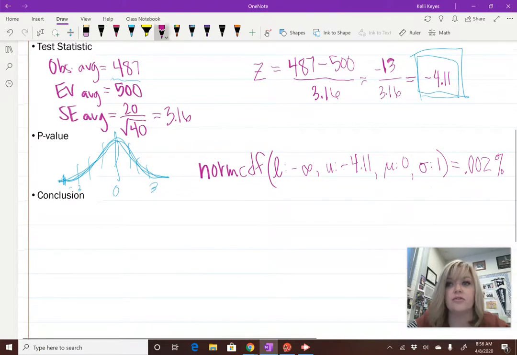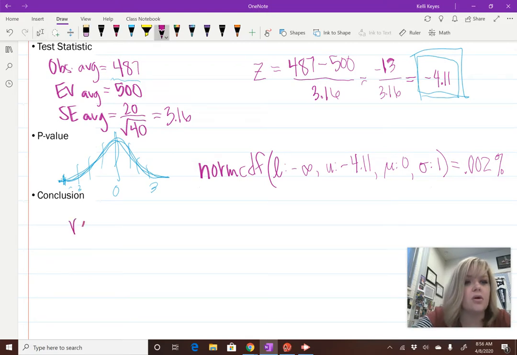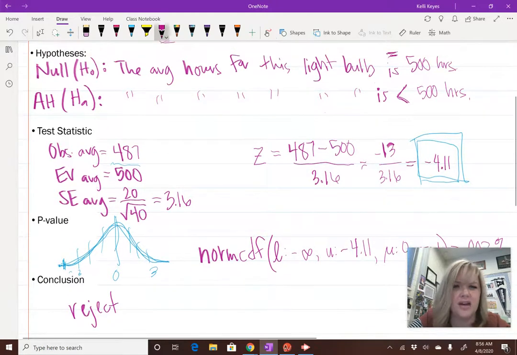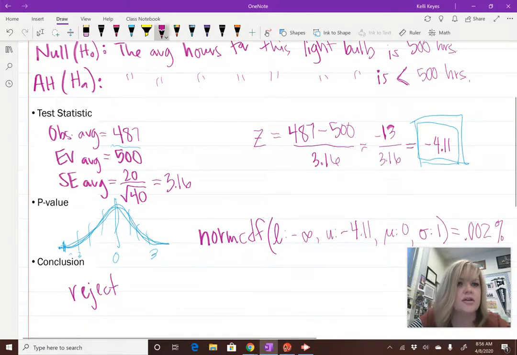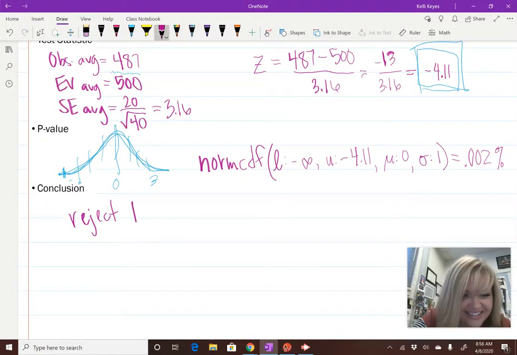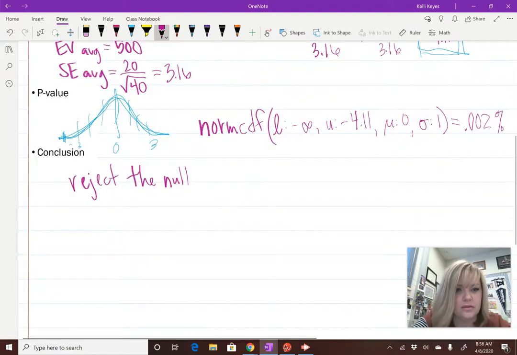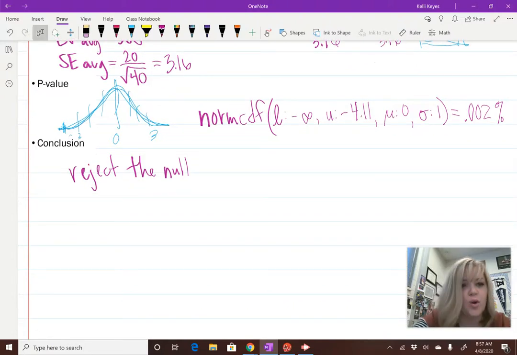Therefore, we have strong evidence, because it's so small, that we are going to reject. And this is where my joke comes in: the null we refer to as the hoe, just for fun, because you gotta have fun, right? So we're definitely going to reject the hoe. I'm just laughing to myself. This is awkward, but we're going to reject the null, or the hoe, and we have evidence.